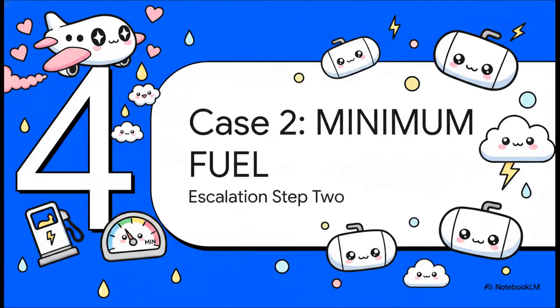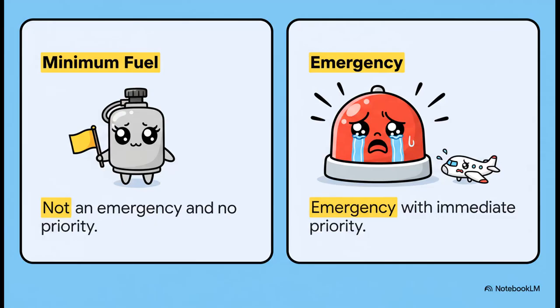Now for Section 4, Case 2, Minimum Fuel. We're transitioning back to that specific case we just saw in Step 2 of the escalation process. There's a really vital distinction we have to make here. Minimum fuel is explicitly not an emergency. And importantly, it doesn't actually grant the aircraft any traffic priority. It simply acts as a clear warning to ATC that a full-blown emergency could happen if there are further delays.